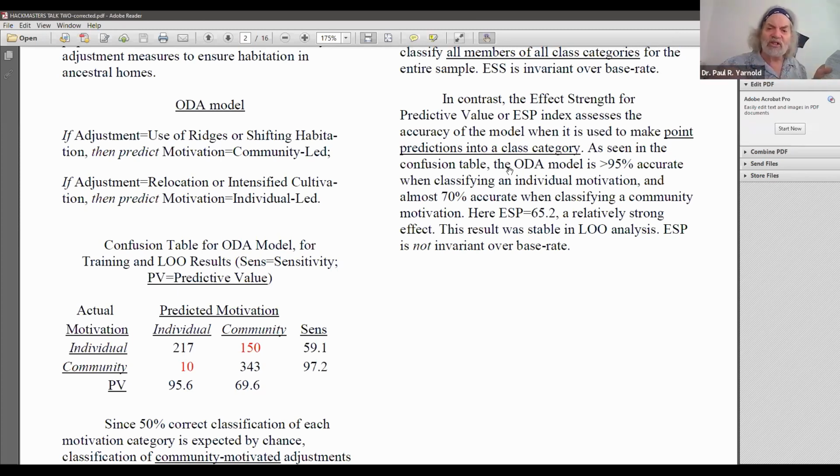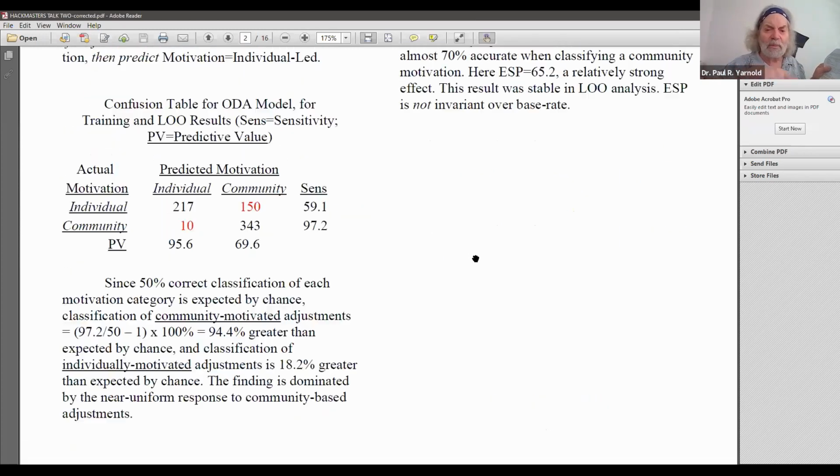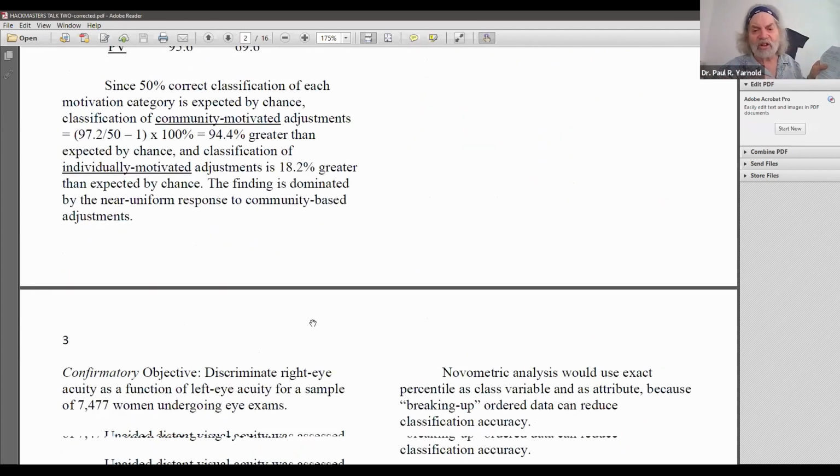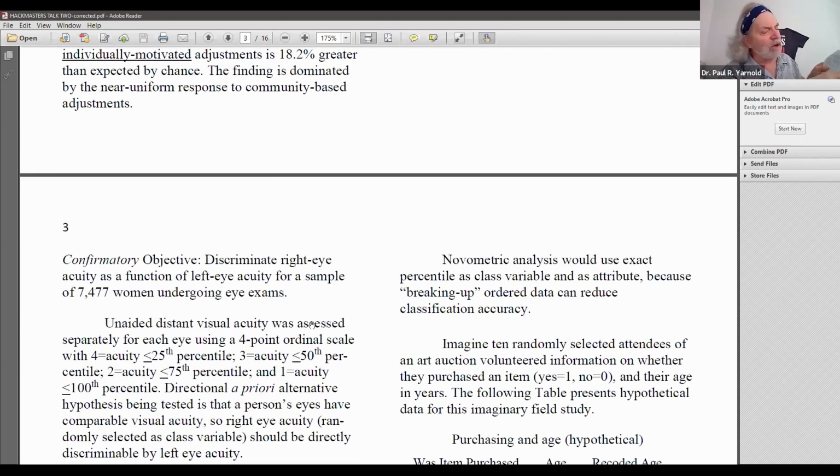Roll it up a bit, please, to the second column, Donish. Up a bit. So here, yes, you can see ESS 0 is the accuracy expected by chance.